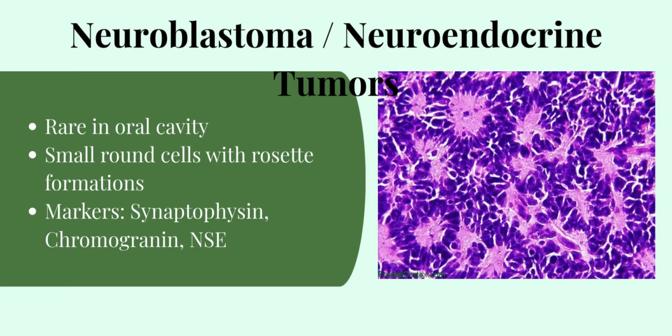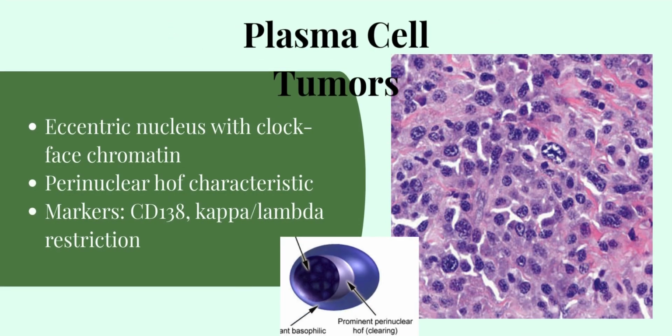Though rare in the oral cavity, neuroblastoma and other neuroendocrine tumors can appear as round cell neoplasms. They often show rosette formations such as Homer-Wright rosettes, indicating neuroectodermal differentiation. Plasmacytoma and multiple myeloma may also mimic round cell tumors. Plasma cells are recognizable by their eccentric nuclei, clock-face chromatin, and perinuclear hof. CD138 and light chain restriction studies help to confirm the diagnosis.